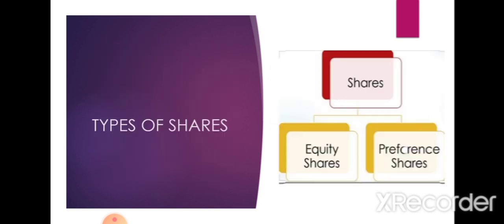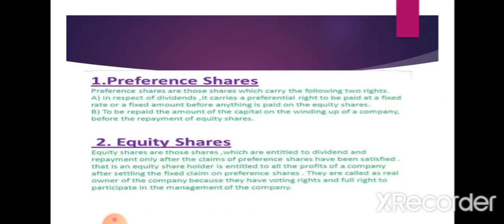Next, we come to what are the different types of shares. There are two types of shares: equity shares and preference shares. So what is a preference share and what is an equity share? Preference shares are shares which have the right to receive dividend at a fixed rate before any dividend is paid on the equity shares.